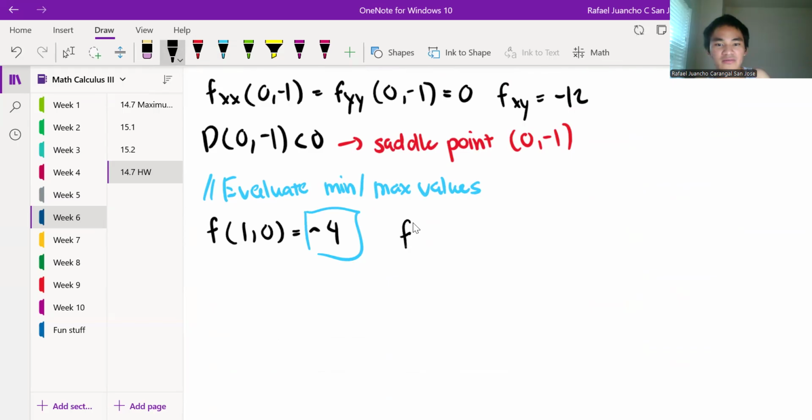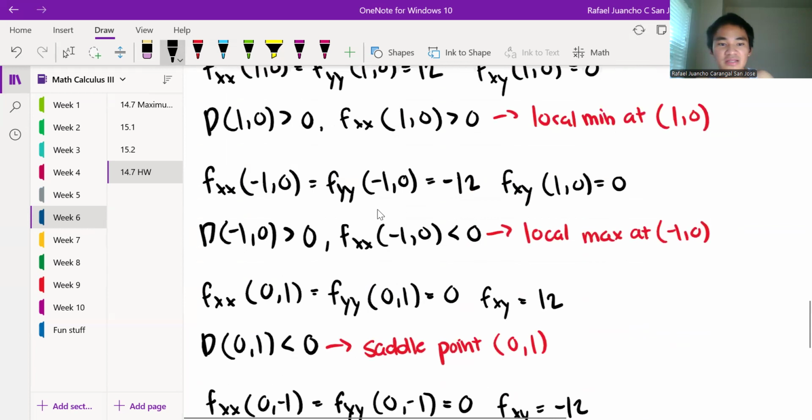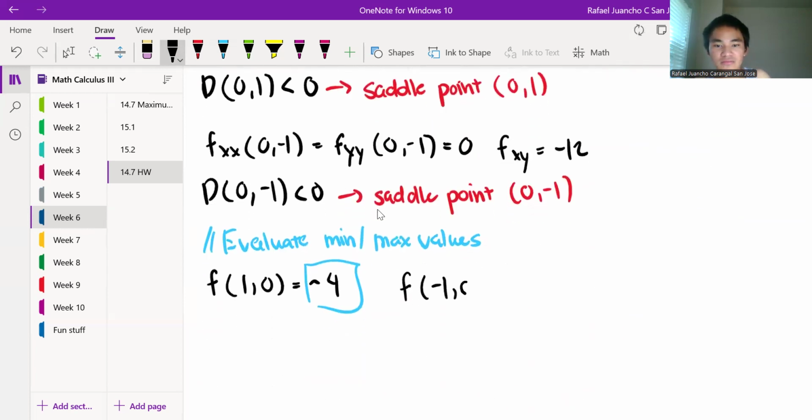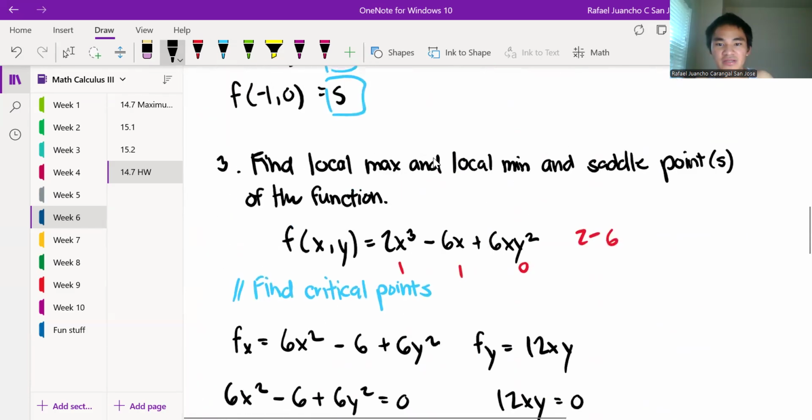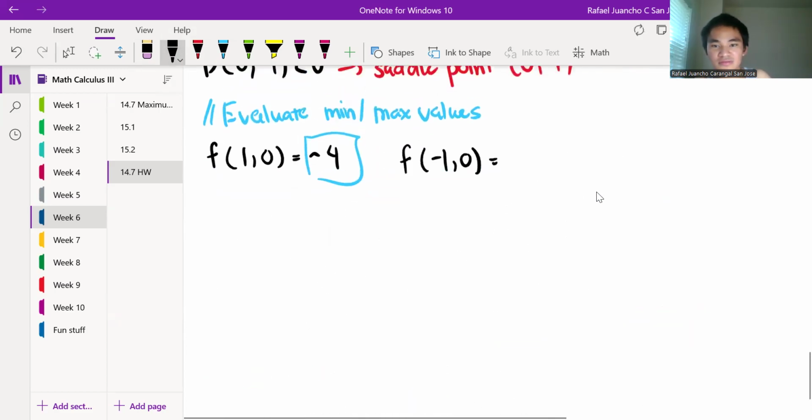And then my f of, so this is my max value this time, -1, comma 0. So here I just change these to a -1. So this becomes -2, but this becomes +6. So now I get 4. So indeed, I'm right. This is a maximum value.